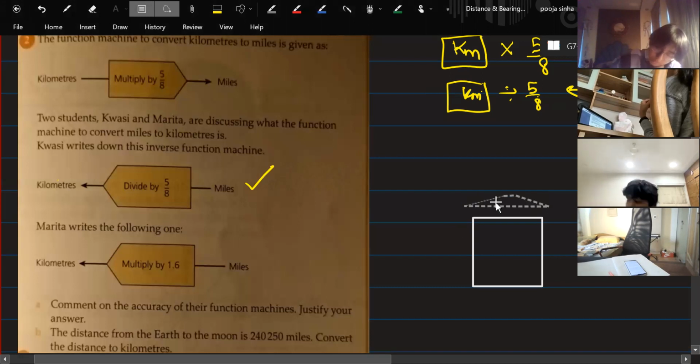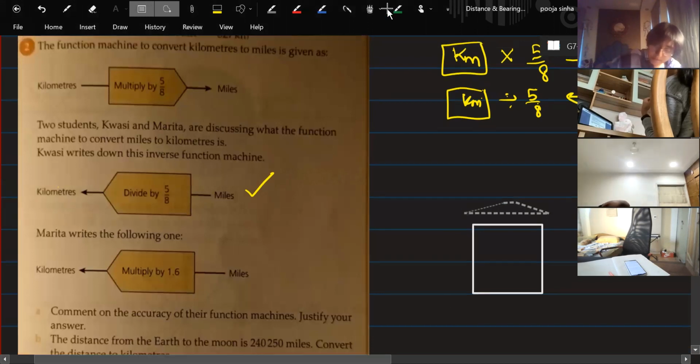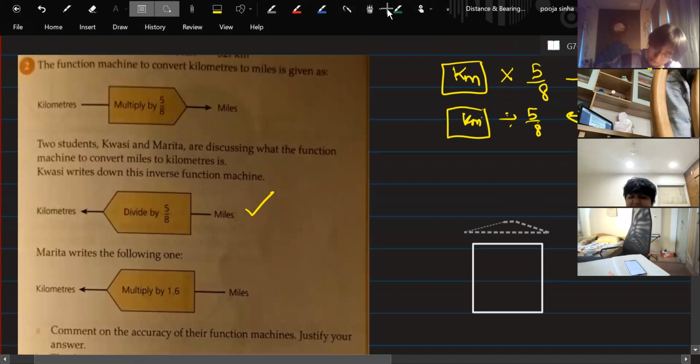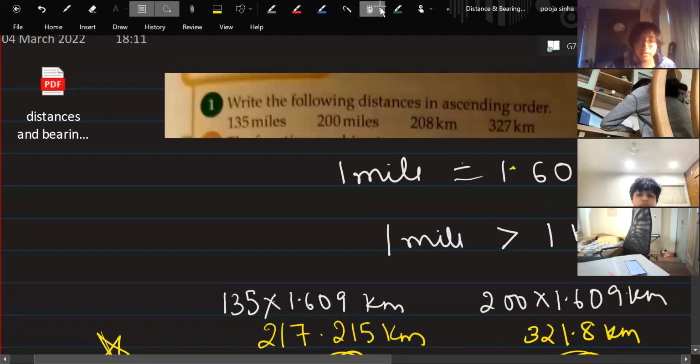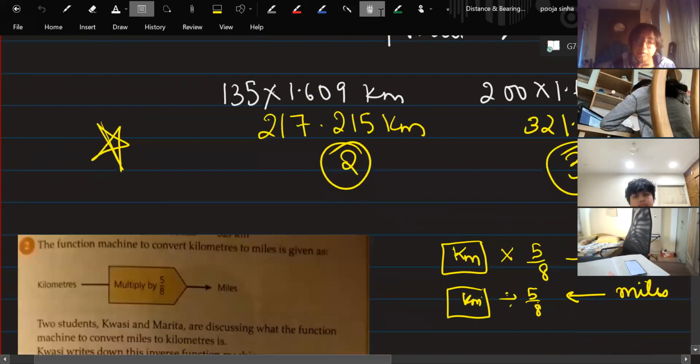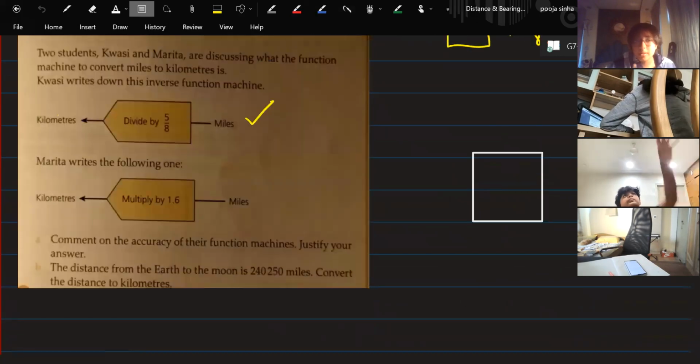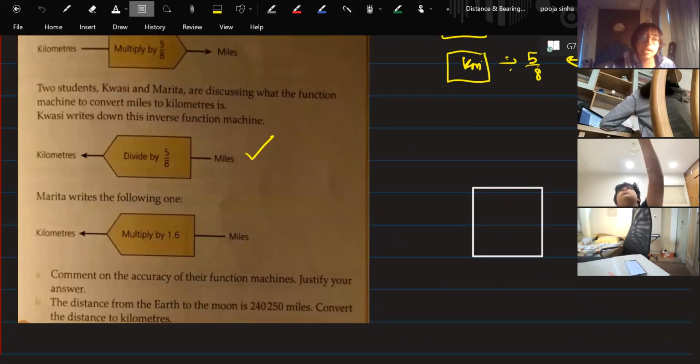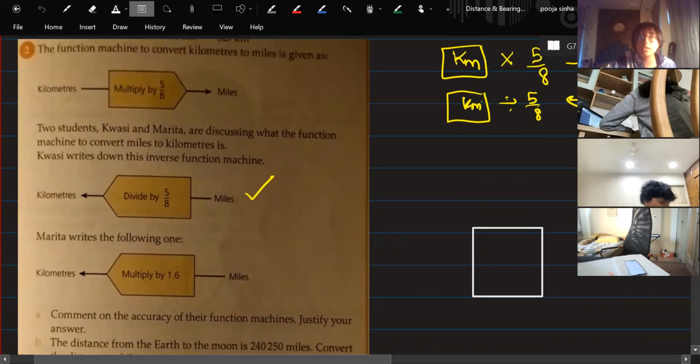Okay. Let's understand that. But it's correct, right? Let's check. How do you say it's correct? You have to give me a reason. Because 1 mile equals 1.609 kilometers. So if you want to convert miles into kilometers, we have to multiply the number of miles given by 1.609. Okay, so let me check.